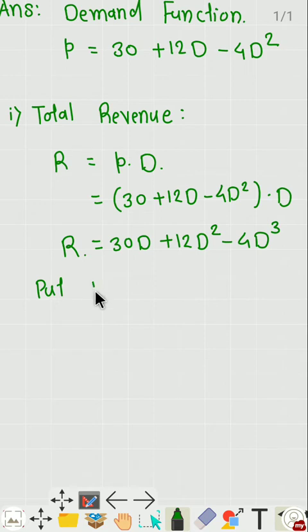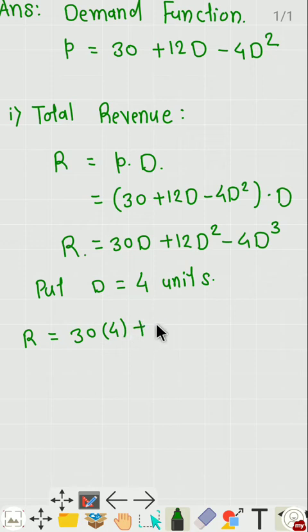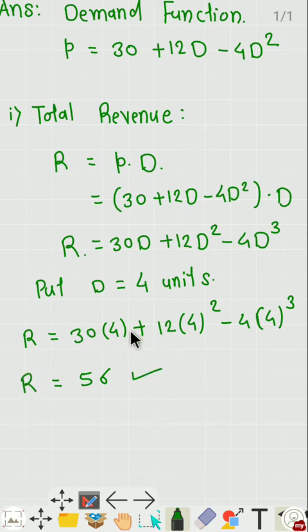But we have to find this total revenue R at demand equal to 4 units. Therefore R is equal to 30 into 4 plus 12 into 4 square minus 4 into 4 cube. If we calculate these three things, we have the answer of 52, sorry, 56. So total revenue R is equal to 56. You can make the calculation on the calculator.